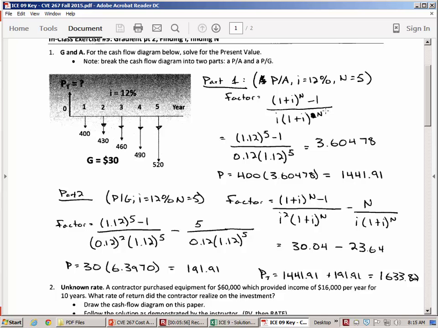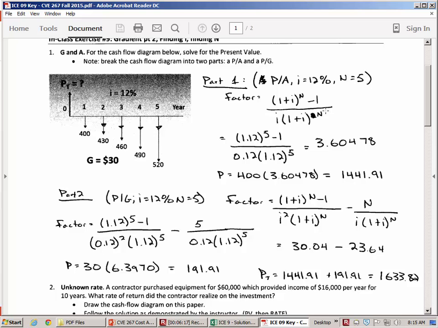Okay, so finding out what's the constant amount and what's the G part. Also, remember last time in class, did I show you that sometimes the G can be delayed? I didn't show you that? Well, look at this. What if we had a cash flow diagram like this, a slight variation on the problem?